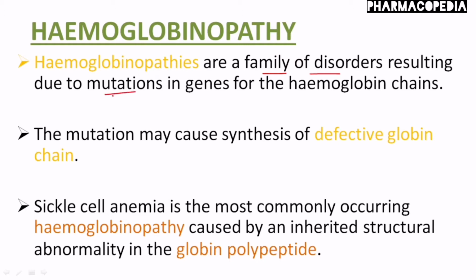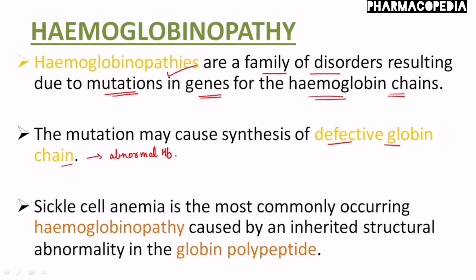due to the mutation in the genes for the hemoglobin chains. Any sort of mutations in the genes regarding the hemoglobin chains, and the disorders that result because of it, come under the hemoglobinopathy. So this mutation results in the synthesis of defective globin chains that ultimately results in abnormal hemoglobin.